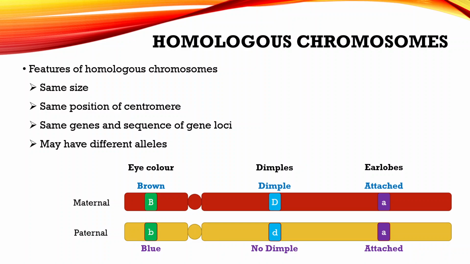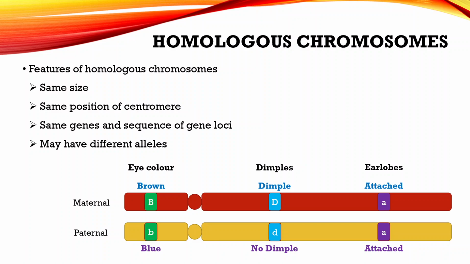However, despite all these similarities, the homologous chromosomes may have different alleles. I assume you know what genes and alleles are from your secondary school. The two homologous chromosomes have the same genes, but for each gene they may have different alleles, as you can see in the diagram. For the gene for eye color, the two chromosomes have different alleles: one is big B, one is small b, coding for brown eye color and blue eye color respectively.